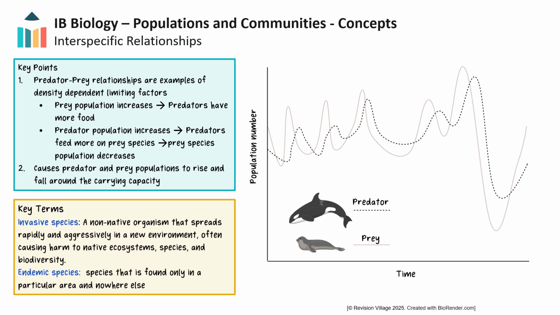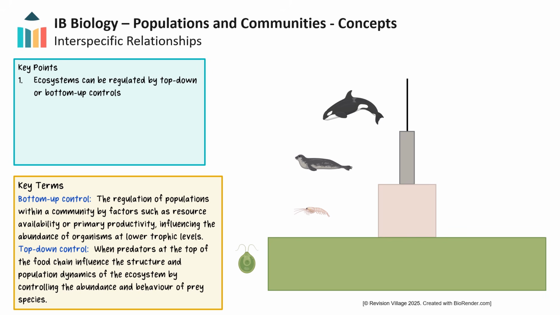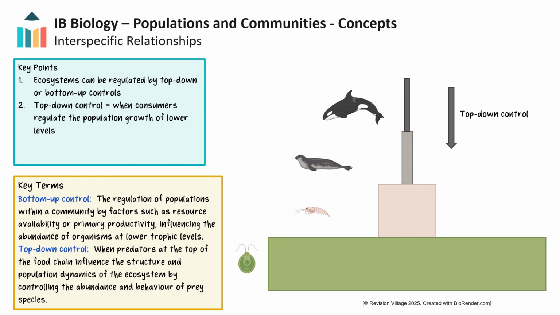In ecosystems, population sizes may be regulated by top-down or bottom-up control. Top-down control occurs when predators or consumers regulate the abundance of lower trophic levels, oftentimes by feeding on the population, as we saw in the last example. When the orca population increases, it decreases the seal population, exerting top-down control.